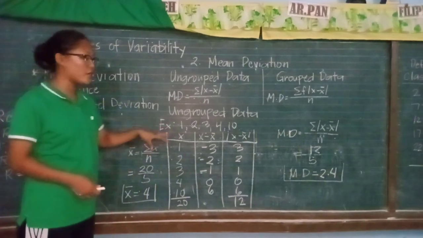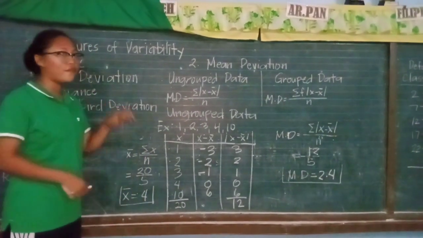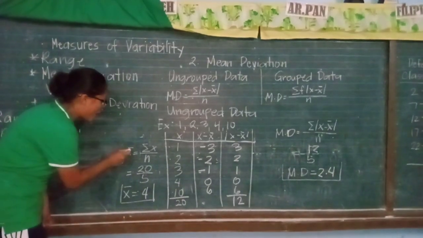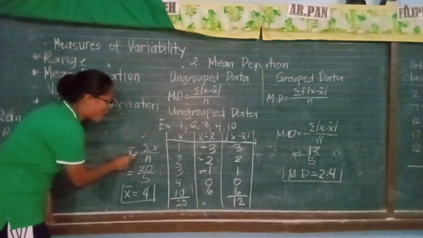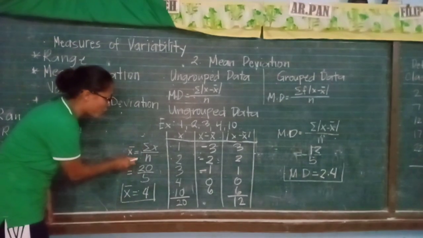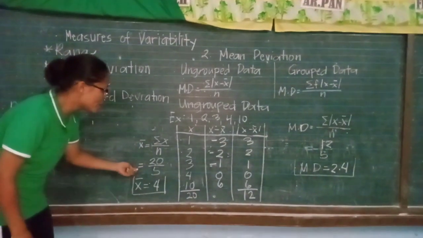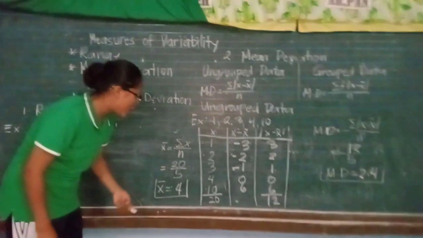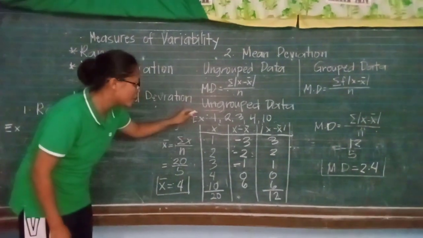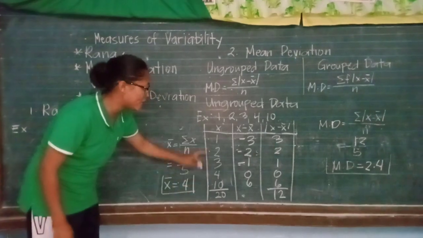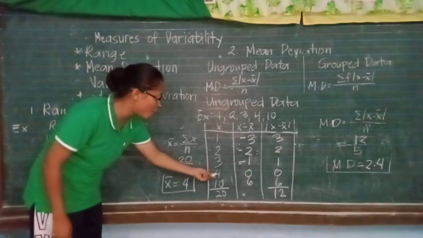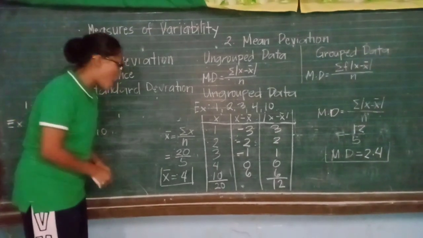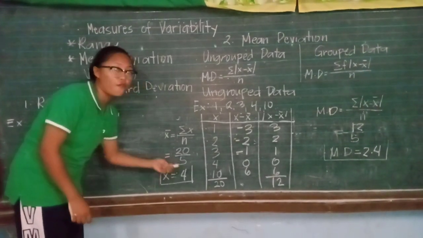Before we proceed to our next column, we will find our mean. And this is the formula of our mean. The value of the mean is equal to the summation of X over N, which is 20, the total of our X, divided by 5, the number of our data: 1, 2, 3, 4, 5. So therefore, our mean is 4.